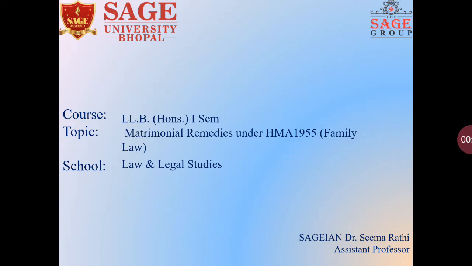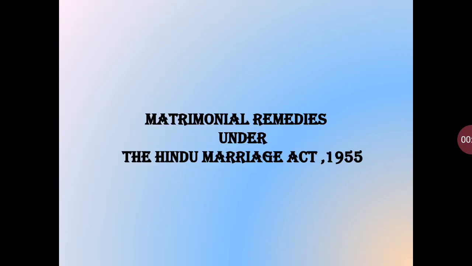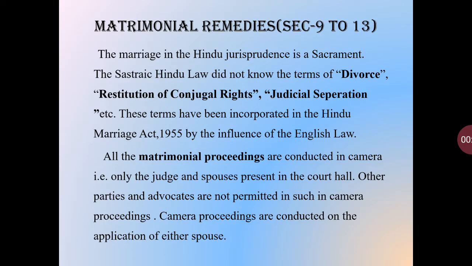My today's video lecture is on matrimonial remedies under Hindu Marriage Act 1955. Matrimonial remedies are defined from section 9 to 13 of the Hindu Marriage Act 1955. The marriage in the Hindu jurisprudence is a sacrament. The Shastric Hindu law didn't know the terms of divorce, restitution of conjugal rights, and judicial separation. These terms have been incorporated in the Hindu Marriage Act 1955 by the influence of the English law.